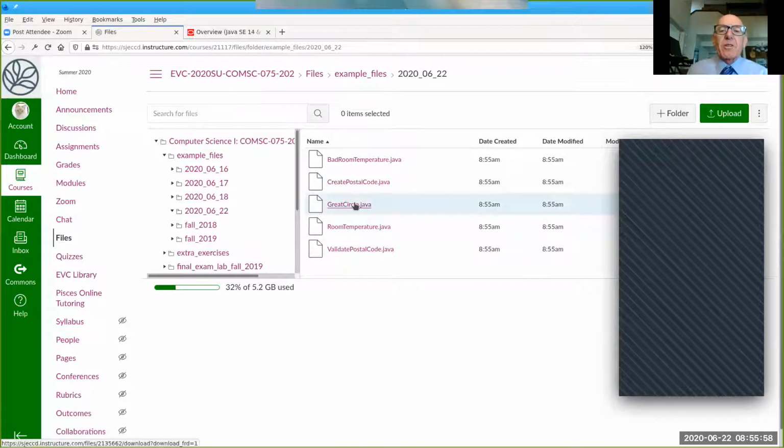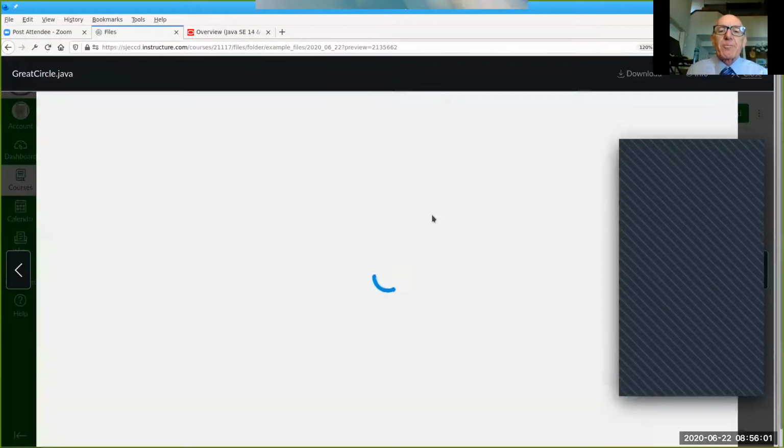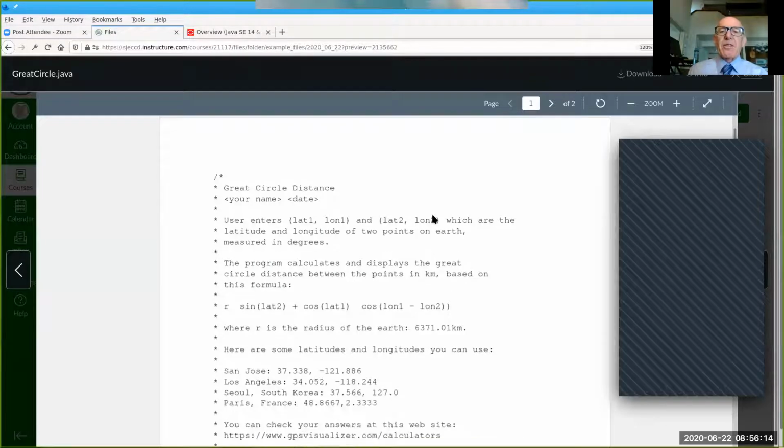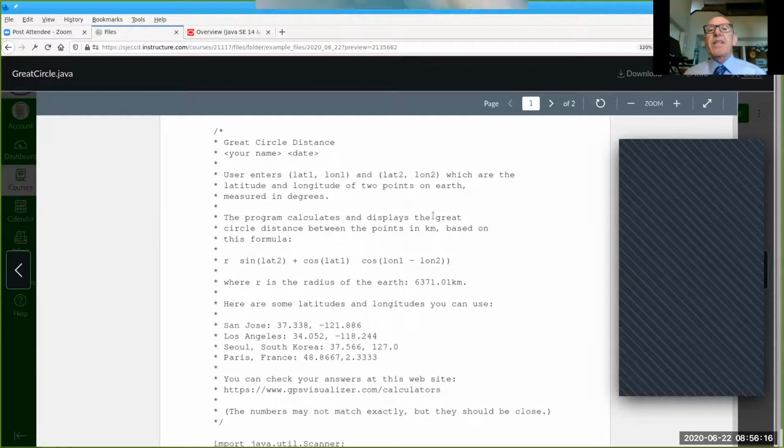Okay, here's one called greatcircle.java. This will give you the great circle distance between 2 points on the Earth, if you know their latitude and longitude. So it's mini lab time for the next 10 or 15 minutes. The user is going to enter the latitude and longitude of 2 points on the Earth measured in degrees. You're going to have to convert to radians at some point. That's a hint. And then you take r times the sine of the latitude.